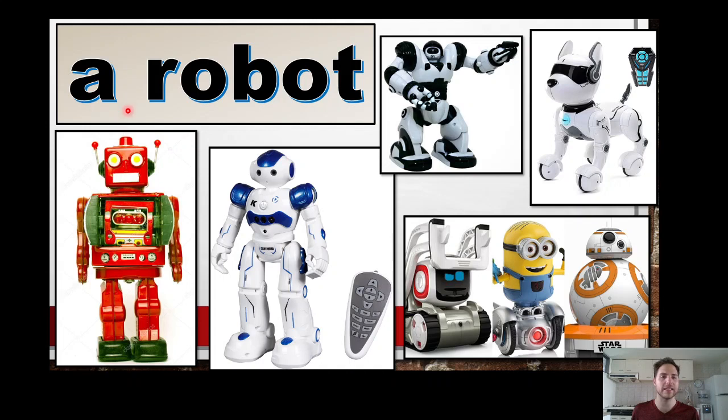The next one here is a robot, a robot. So this is A space R-O-B-O-T, a robot. And normally robots, they have lots of buttons that you can push. Some of them, they can move or walk or run. Some of them can talk or say things, or they shine lights or spin. So this is a robot.